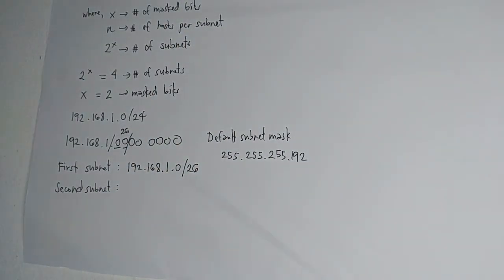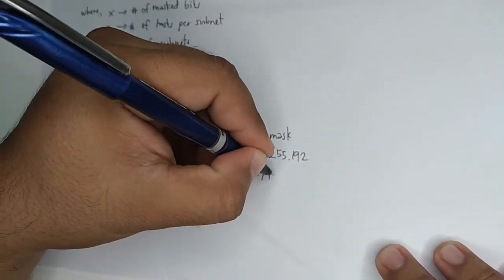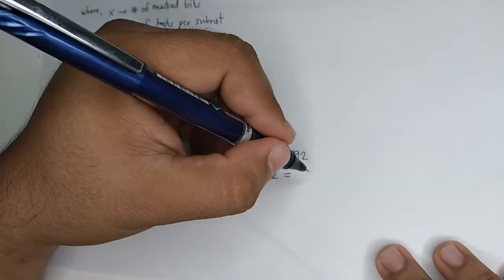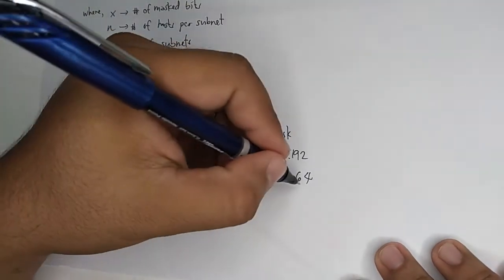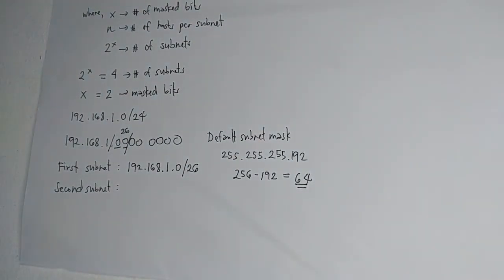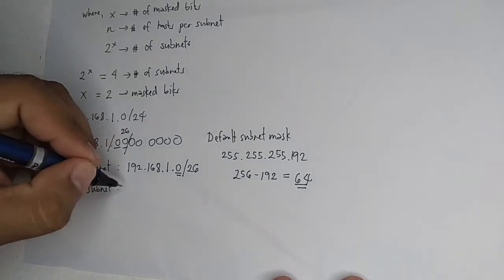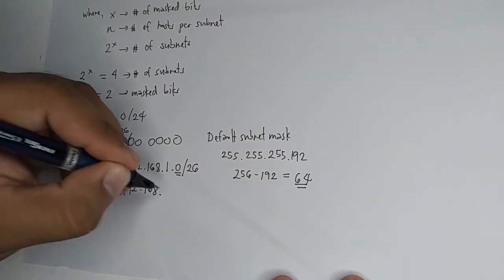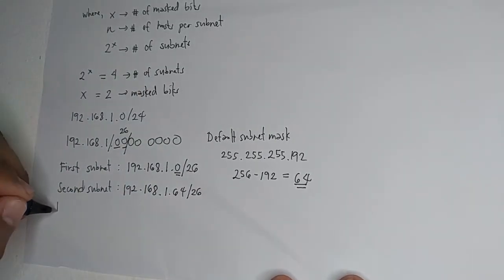To calculate the number of hosts, or the number of users, we can use the formula 256 minus 192. This is our host portion, and we have 64. So we are expected to have 64 values. From the first subnet, with host 0, we add 64. So the next subnet would be at 192.168.1.64/26.